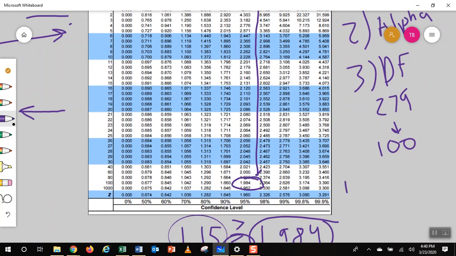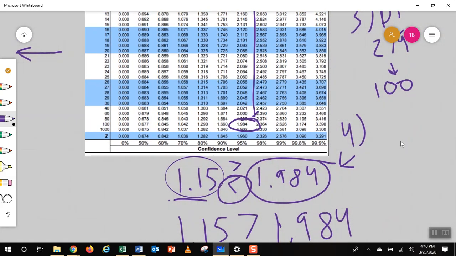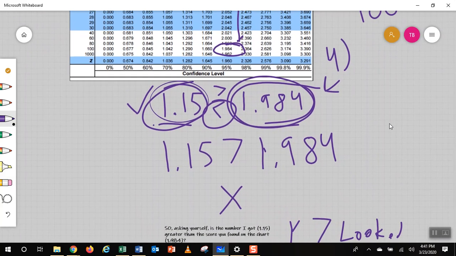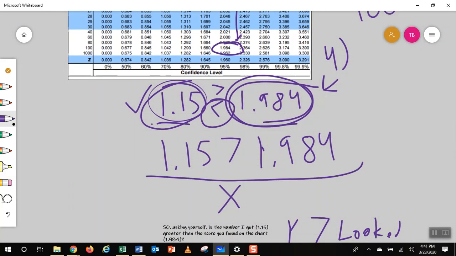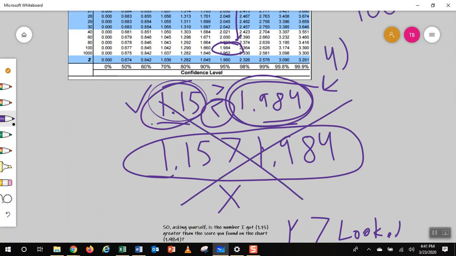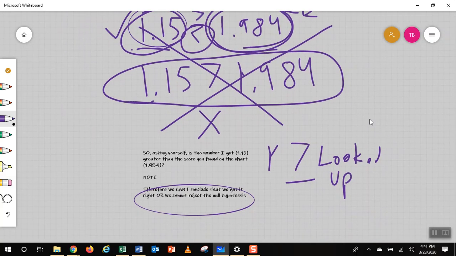And then that final question you ask yourself is the one down here. Which one of these is the number you got? In this case, we got the 1.15 from our formula. Is this number greater than the number we looked up? If not, then it's not big enough. So you're always asking, is it greater than? In this case, we asked, is 1.15 greater than 1.984? It was not greater than. Therefore, we cannot reject the null hypothesis, and we don't know if we got it right or not.